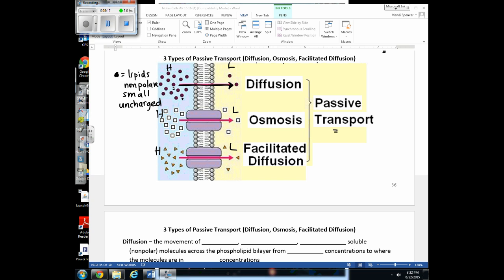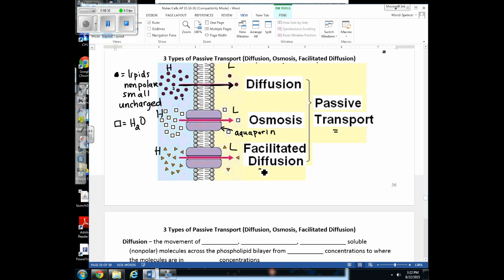Now, if osmosis is occurring, then that means that water is moving through the membrane or across the membrane. So those squares represent water molecules. And remember, this transport protein is called an aquaporin.